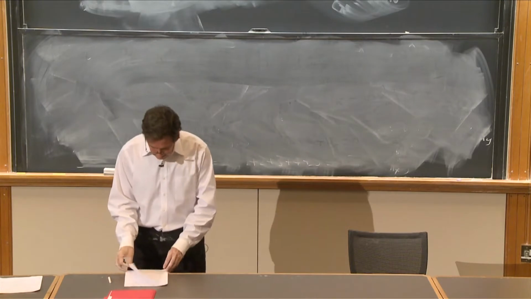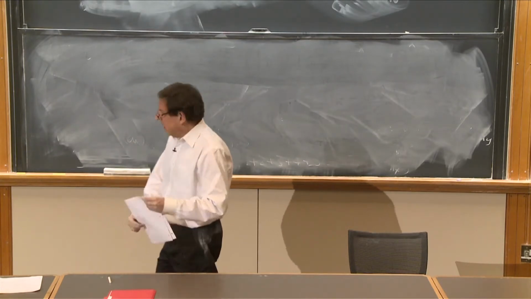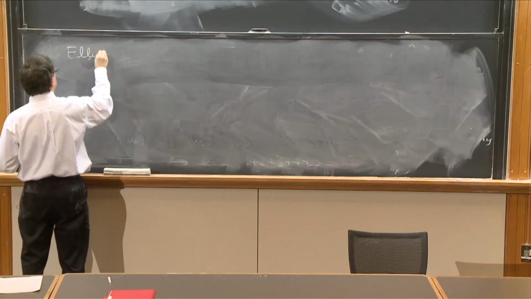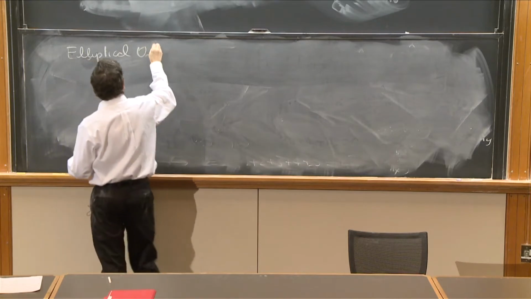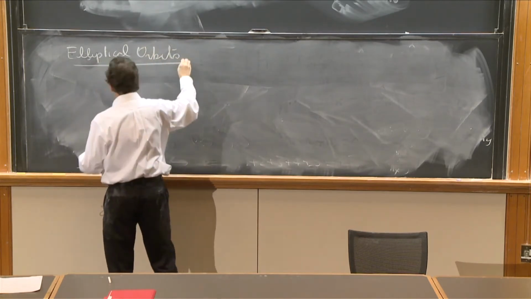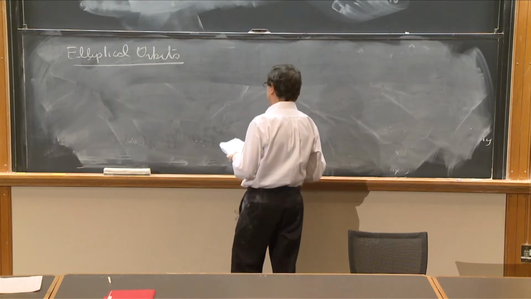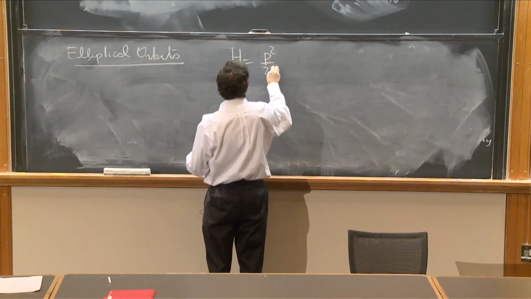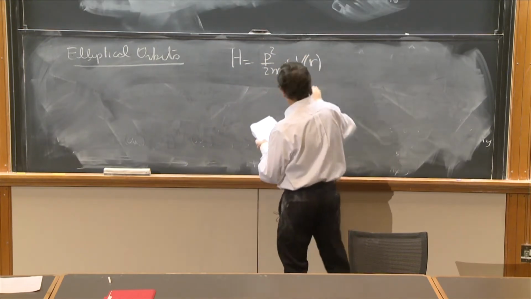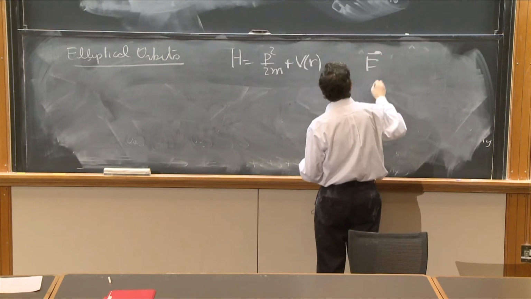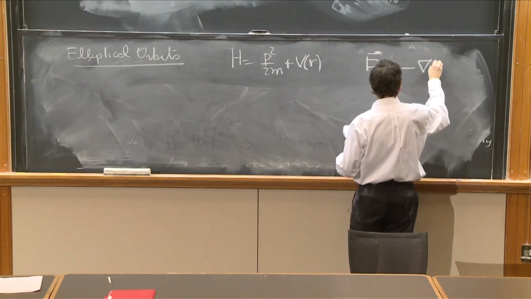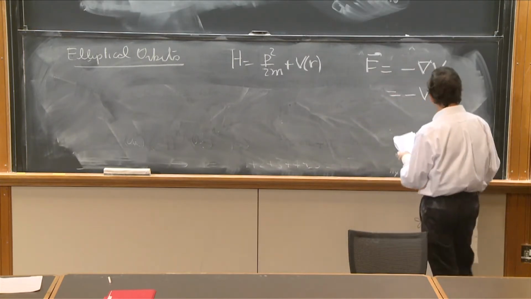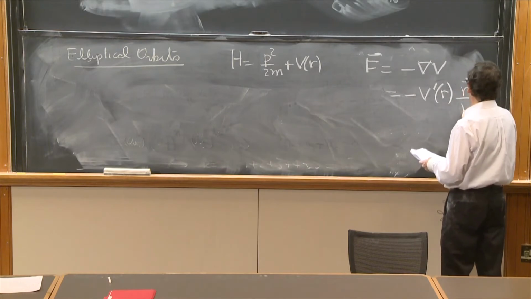So it comes from classical mechanics. So we have elliptical orbits, and people figured out there was something very funny about characterizing elliptical orbits. So consider a Hamiltonian, which is p squared over 2m plus V of r, a potential. The force classically would be minus the gradient of the potential, which is minus the derivative of the potential with respect to r times the r unit vector.